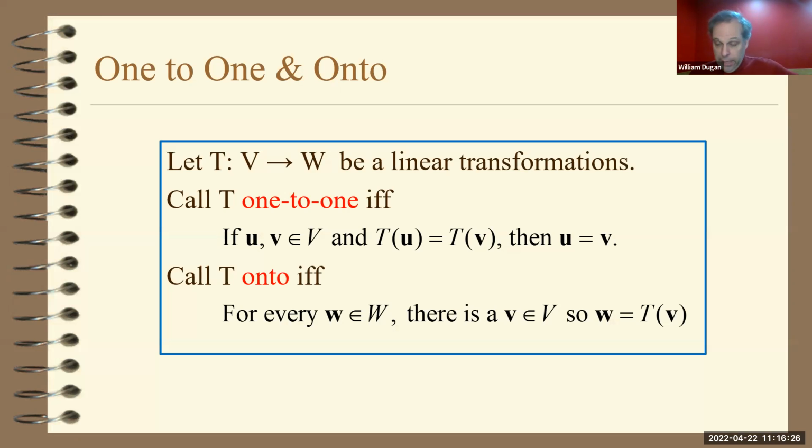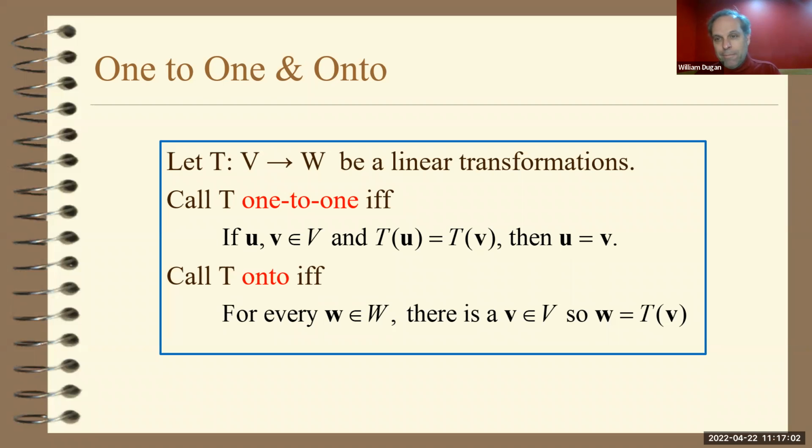We will say that a linear transformation from V to W is one-to-one if and only if, whenever you have two vectors U and V in V whose images T of U and T of V are the same, then the vectors U and V are the same. We will say that the linear transformation is onto if and only if for every single vector W in the vector space W, there is some vector V in V so that T of V is W.